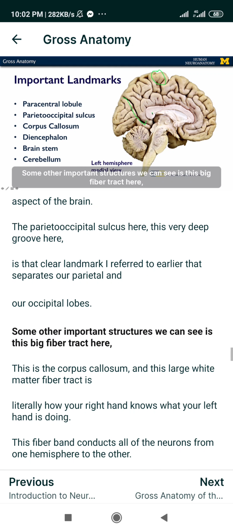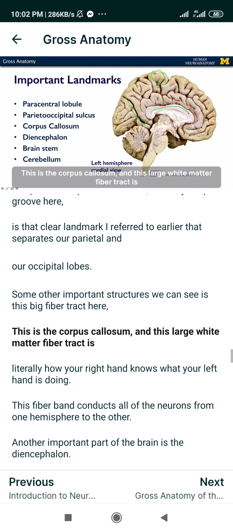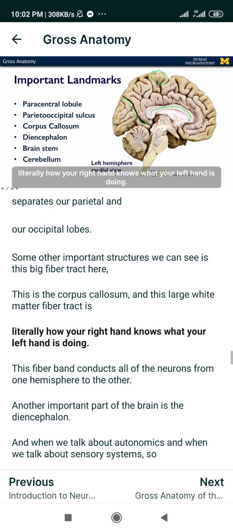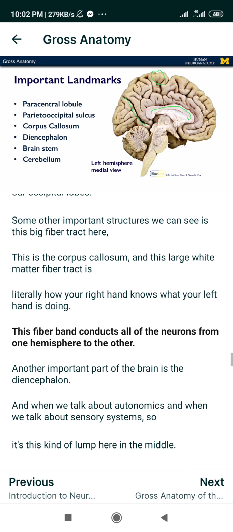Some other important structures we can see is this big fiber tract here. This is the corpus callosum. And this large white matter fiber tract is literally how your right hand knows what your left hand is doing. This fiber band connects all of the neurons from one hemisphere to the other.